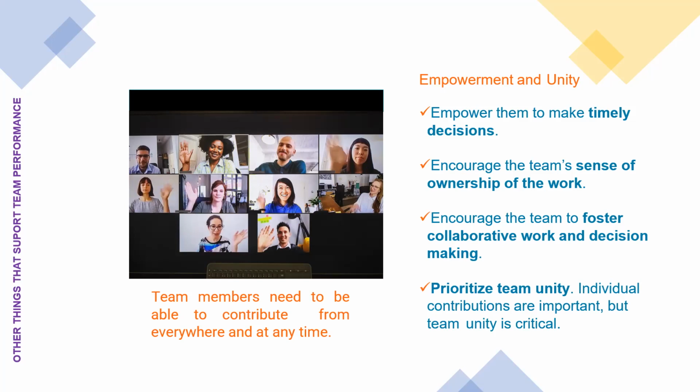What's your opinion on this? We would like to hear your opinion. Let's know what you would love us to do. To empower them to communicate, to bring in their word, contribute their quota at every point and from anywhere. Empower them to make timely decisions.